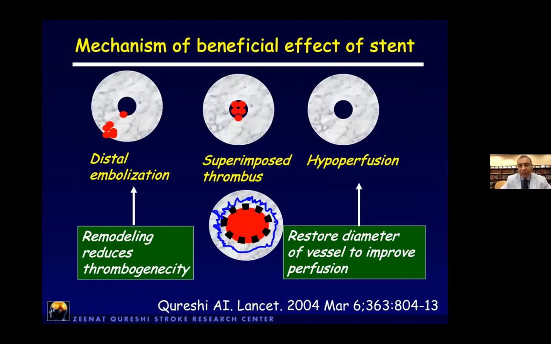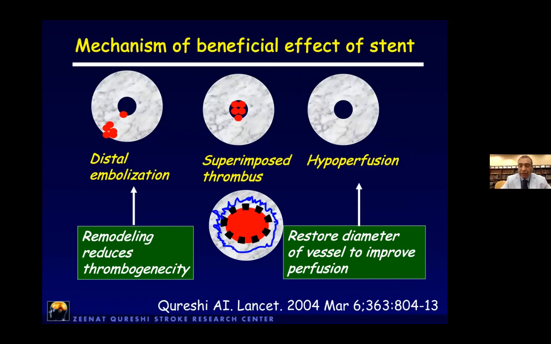So how does a stent work? Obviously we have to understand how intracranial atherosclerosis causes ischemic events. An atherosclerotic plaque is more thrombogenic, so there's a higher chance of forming thrombosis that can lead to distal embolization, or even thrombosis at the site of the stenosis, leading to parent artery occlusion. And obviously there's narrowing of the blood vessel.